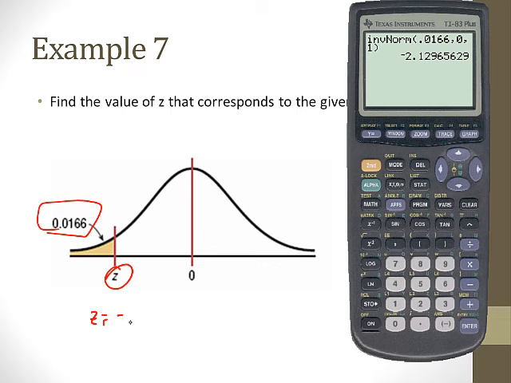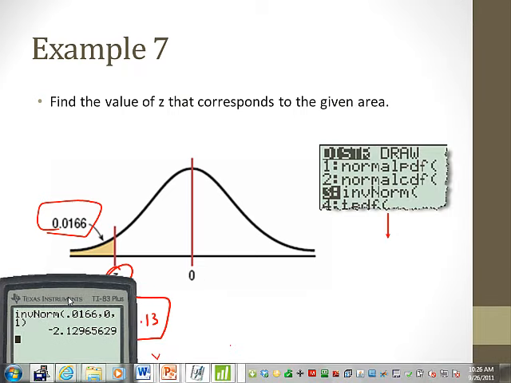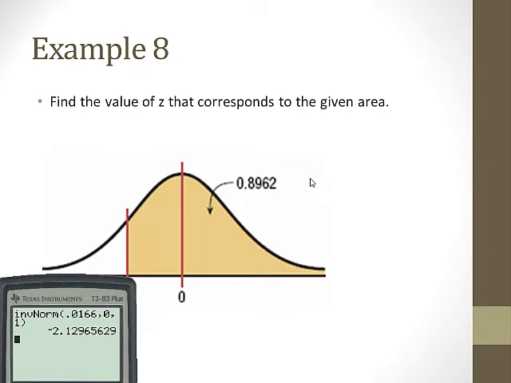So this corresponds to a z-score of about -2.13. That should be what I got here. I've got little screenshots here so you can have them for your notes. Okay. And again, remember what the z-score tells you. It tells you the number of standard deviations from the mean. Okay, example 8. Find the value of z that corresponds to this area.